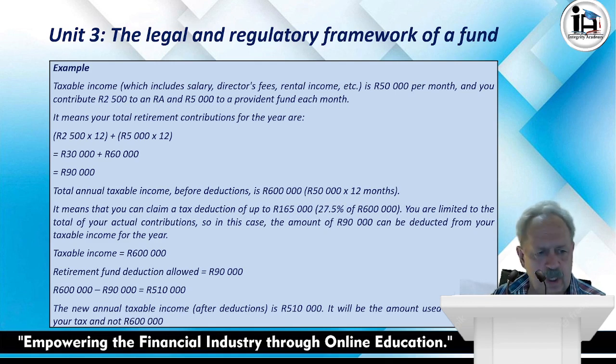Therefore, your taxable income for that year was 600,000. There's a 90,000 deduction allowed, which is 600,000 minus 90,000. So your taxable income now becomes 510,000. So for the new tax table after deductions, you will use the 510,000 to calculate your tax liability. And that will obviously amount to a reduction in tax that you need to pay.